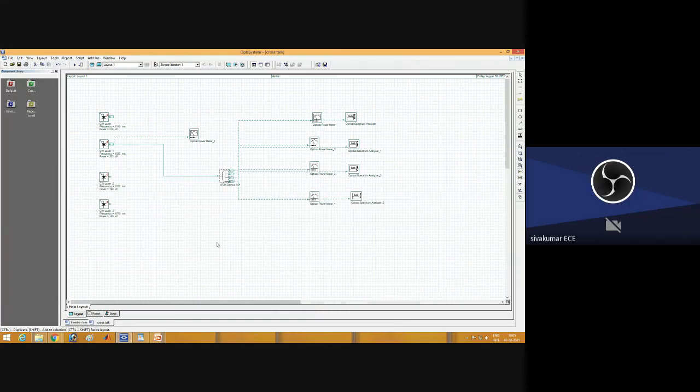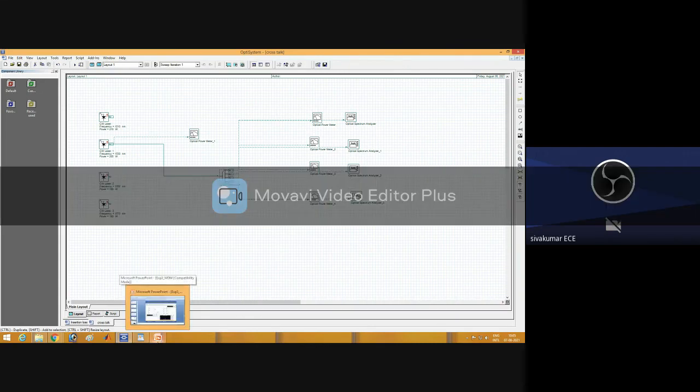If there is any doubt, you can ask. Otherwise, you do the experiment, share your screen, and show the output to us.